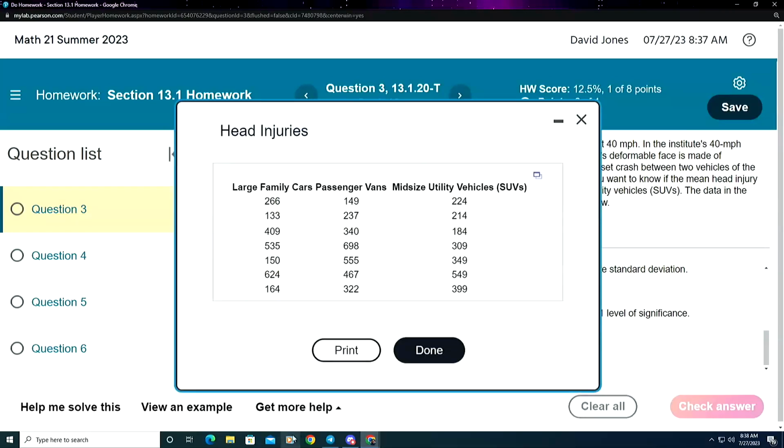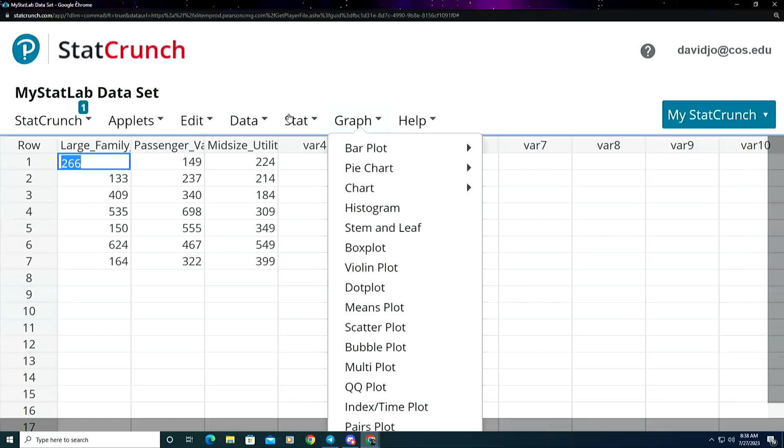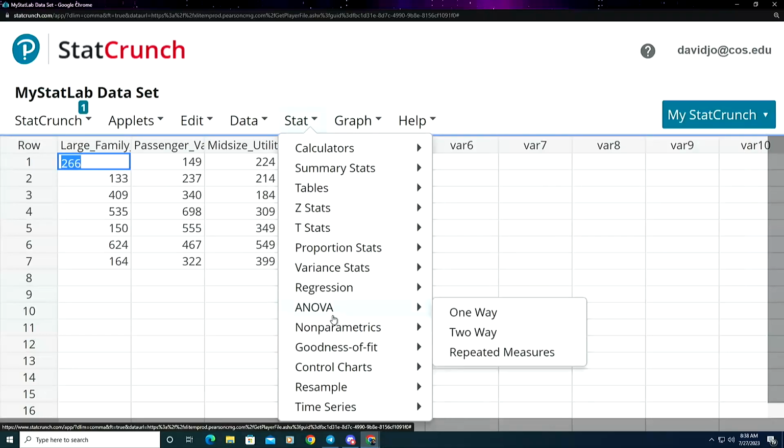So I already have that data in StatCrunch. We are going to come over and do the ANOVA test. It's stats, ANOVA, and one way.